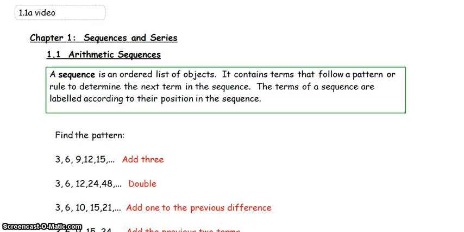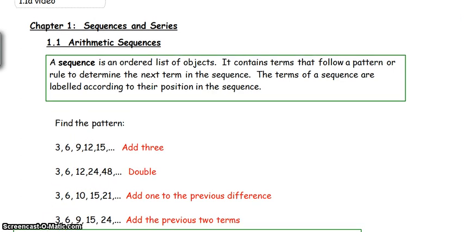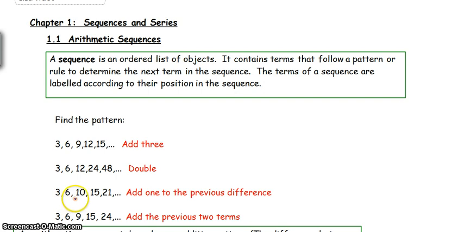In this chapter, we're going to be talking about sequences and series. A sequence is an ordered list of terms which follow a particular pattern. For example, in my first pattern, I just add 3 to get to the next term. In my second pattern, I'm doubling to get to the next term. In the third pattern, I am adding 1 to the previous difference to get to the next term.